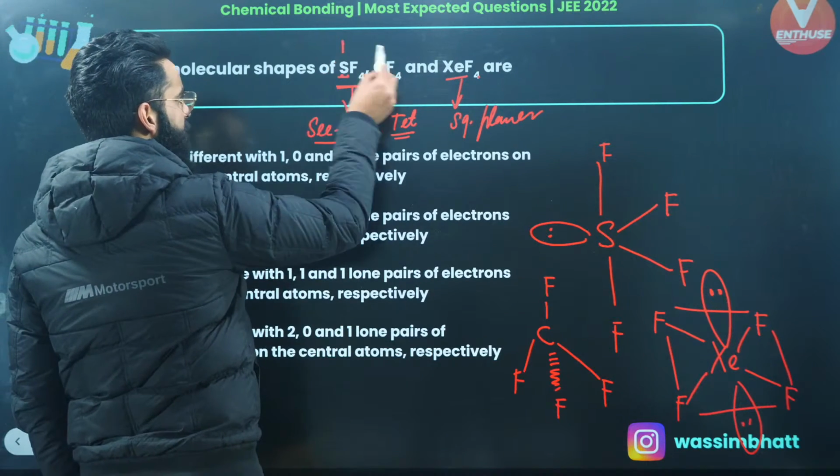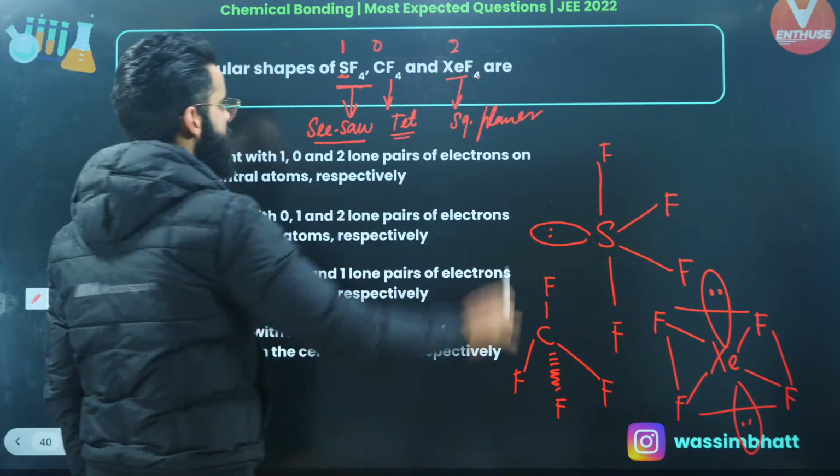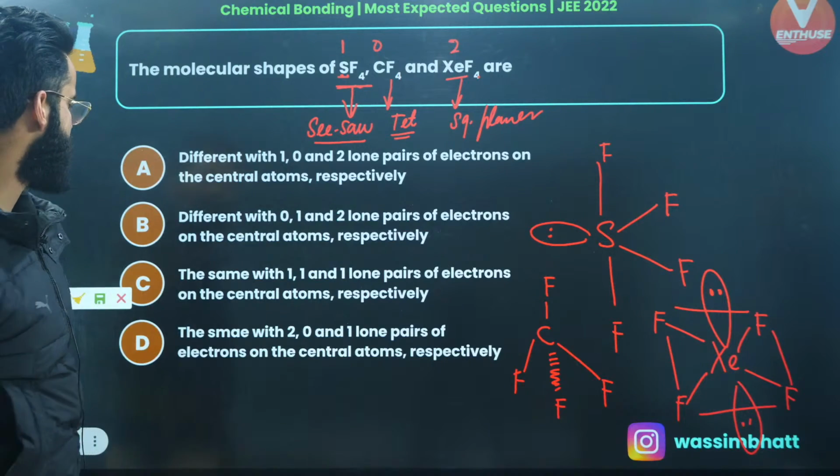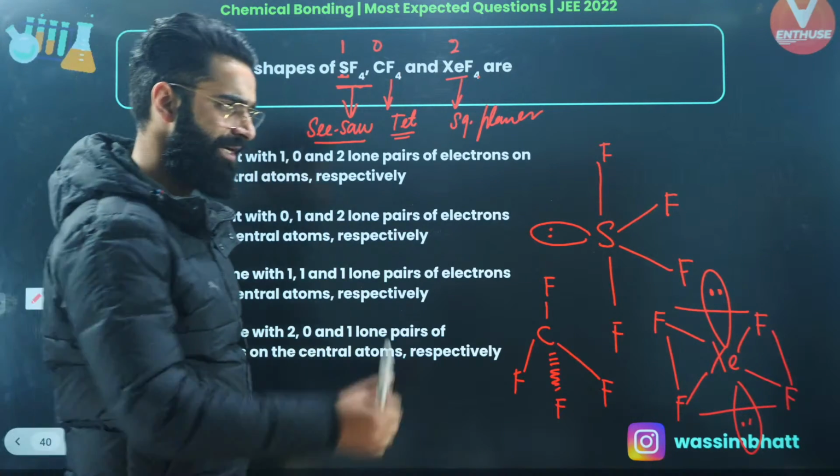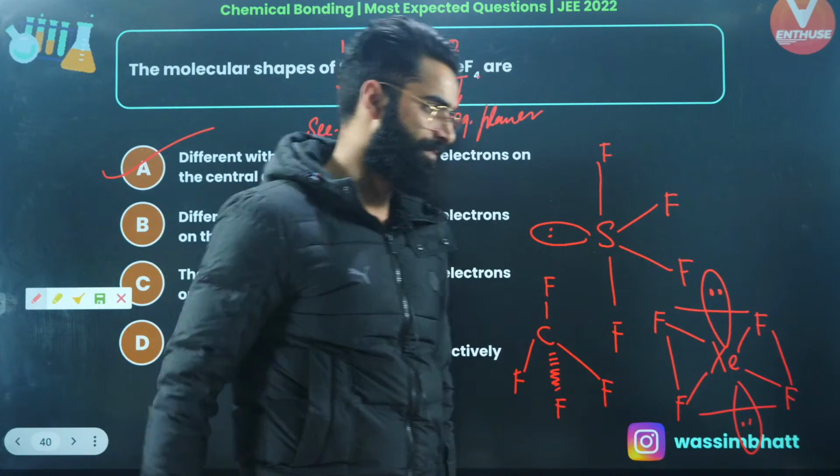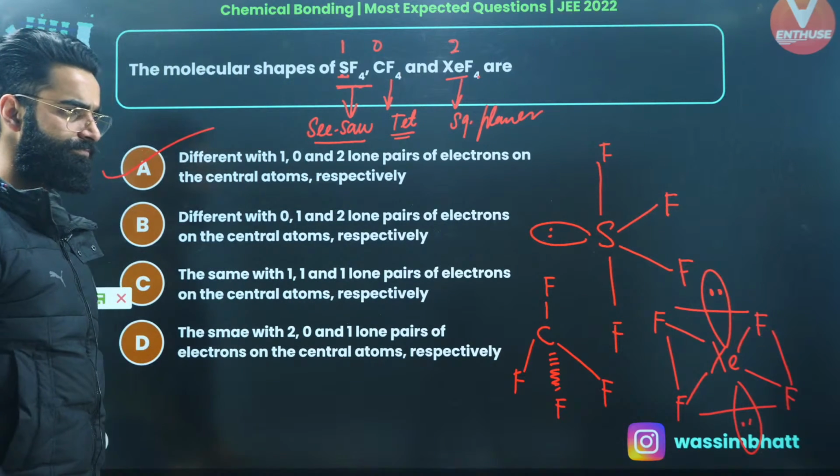So basically, their shapes are different. There is 1 lone pair on sulfur, 0 lone pair on carbon, 2 lone pairs on xenon, different, right? So option A is the one which is going to be the correct answer of this particular question, right? Yes?